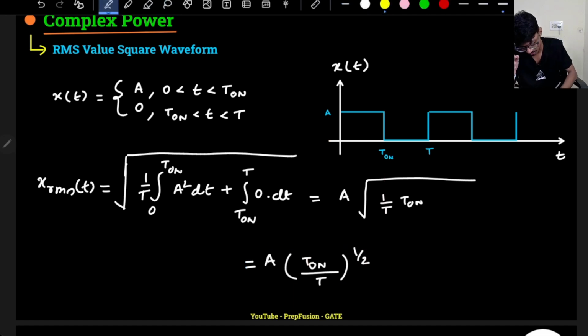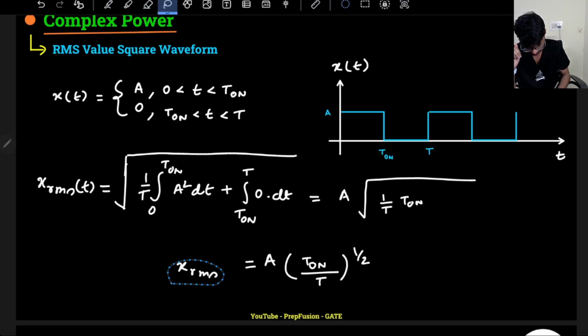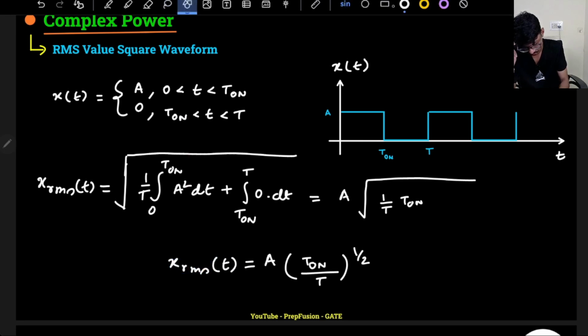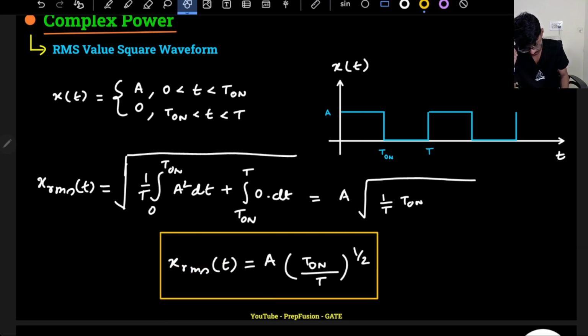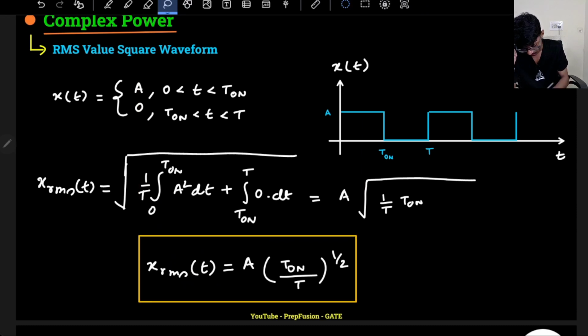Of course it will not take you much time to derive, and it will not take you much time to remember as well, because the mean value was very easy, right? It is simply A into T on by T, and the RMS value is also very easy. This is the RMS value basically.